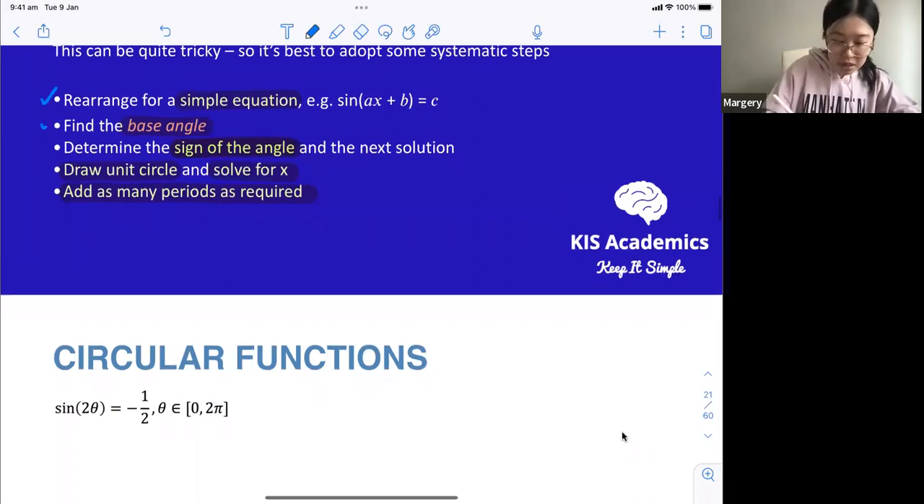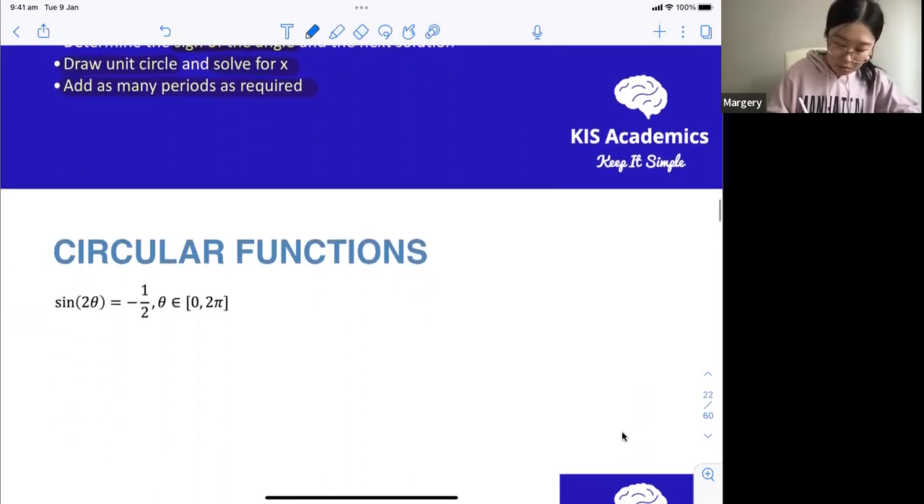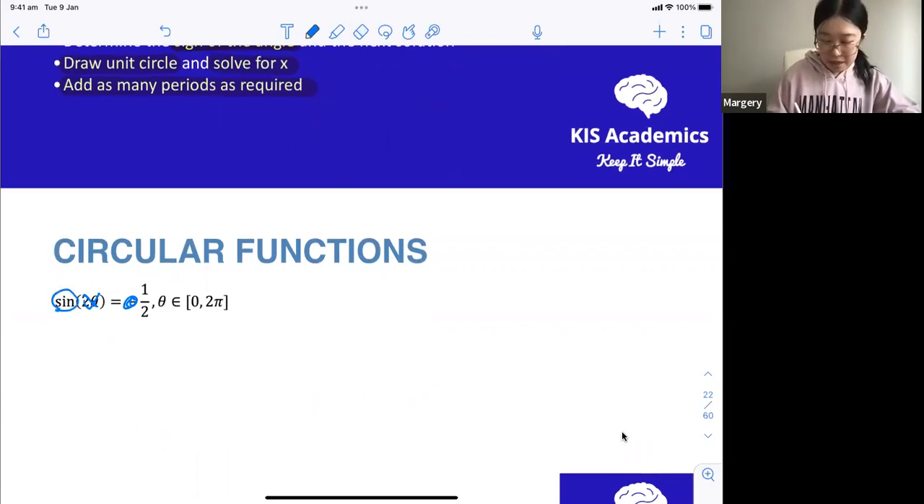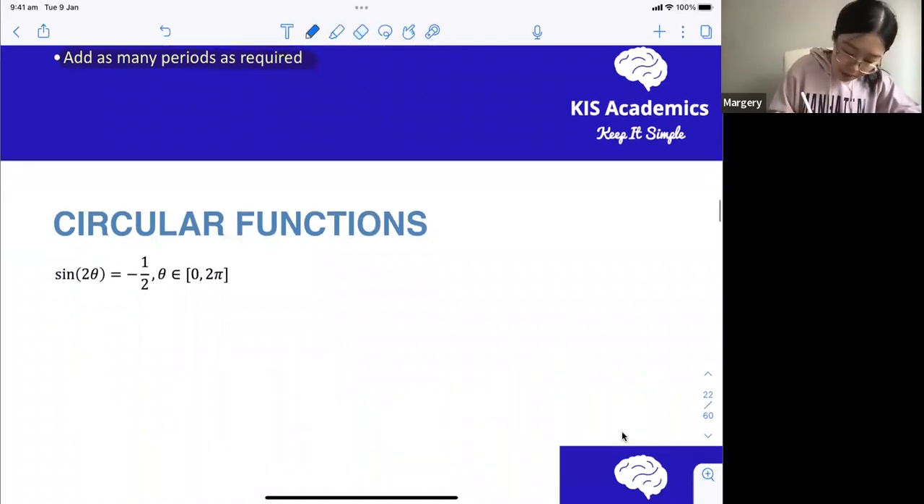The next thing we do is we then find the base angle. To find the base angle, I ignore the angle inside the trig and also any of the signs. I purely look at what function I'm given and the actual number. So I'm given a sine and I have that equals 1/2, ignoring the negative in front of it. So I know that from my exact values, my base angle would be pi over 6, because sine of pi over 6 gives me 1/2.